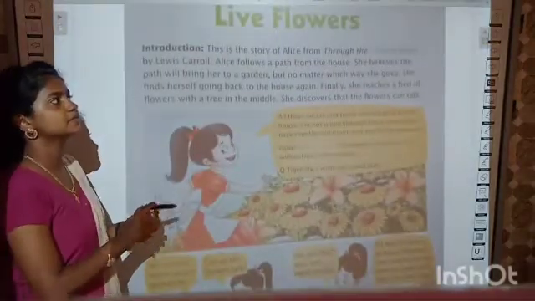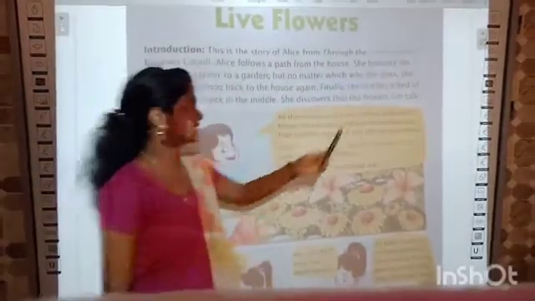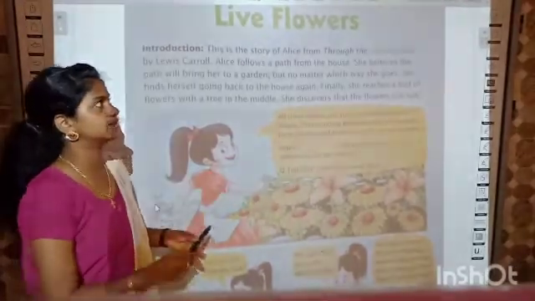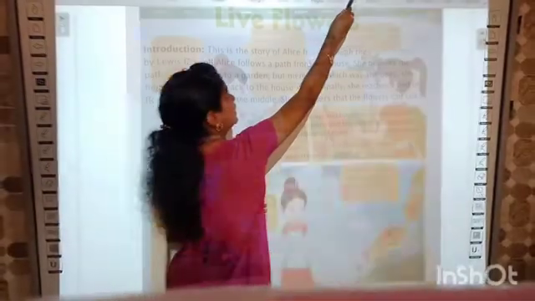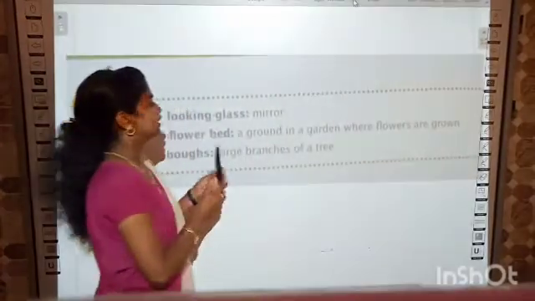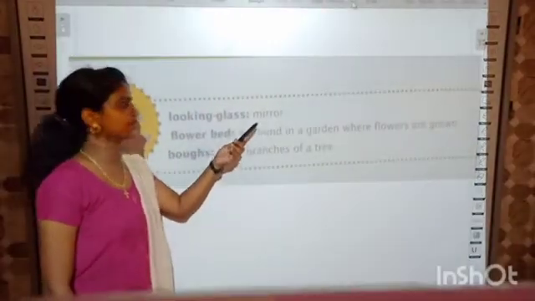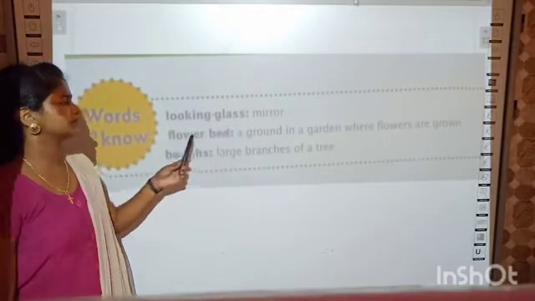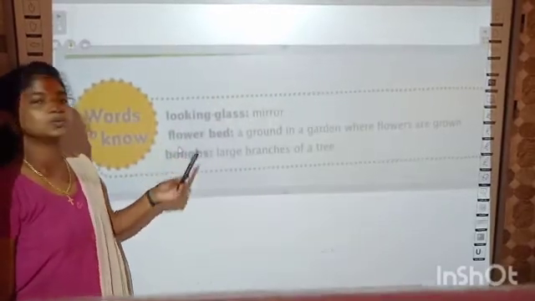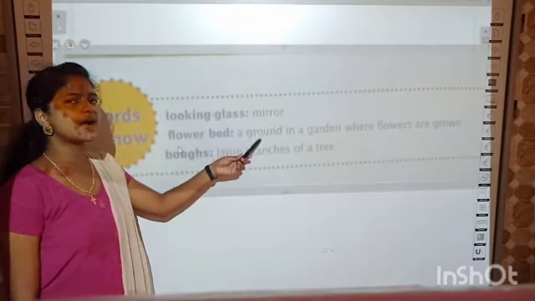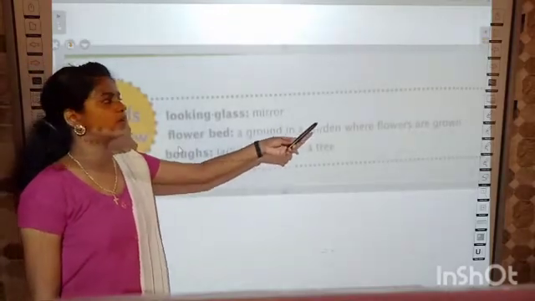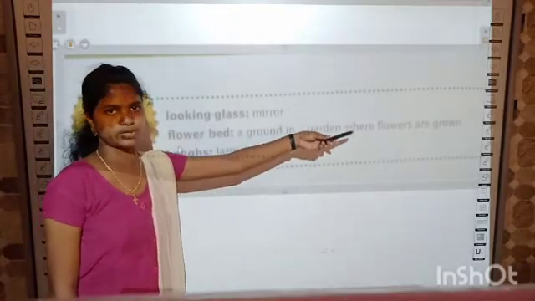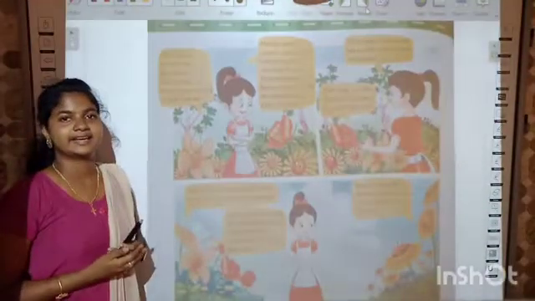Here, looking glass means mirror. Flower bed means a ground in a garden where flowers are grown. Next page.